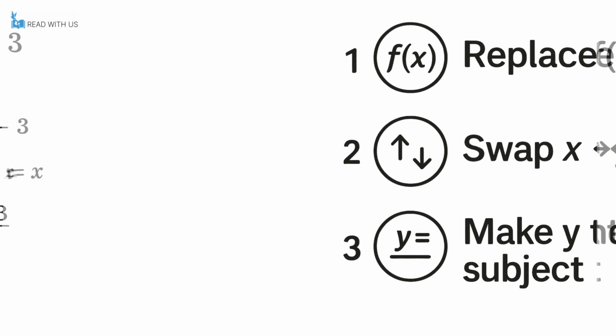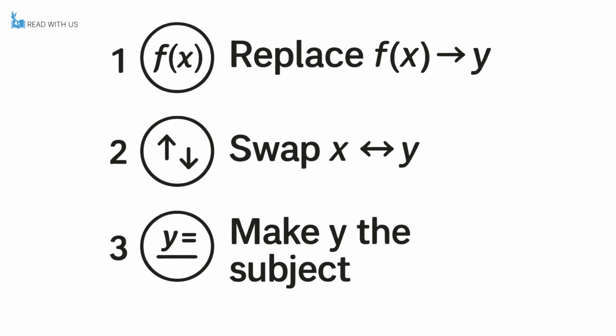To find an inverse algebraically, you follow three main steps. Step 1, replace f(x) with y. Step 2, swap x and y. Step 3, make y the subject. Again, the result is your inverse function.